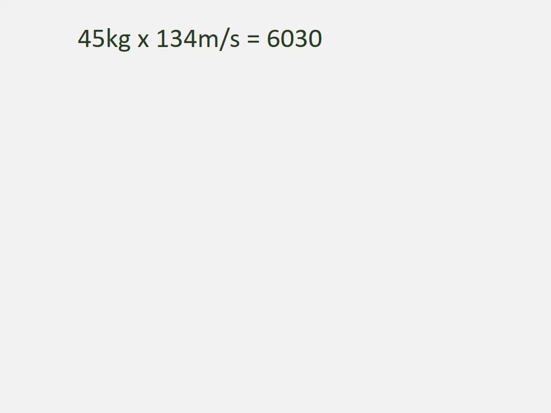Example 3. 45 has 2 significant figures. 134 has 3 significant figures. So that means my answer will have 2 significant figures. So I'll keep the 6 and the 0, and 30 will have to round off. But when I round it off, I get 6,000. I need 2 significant figures, so this can't be right because there's only 1 significant figure, and that's not enough.